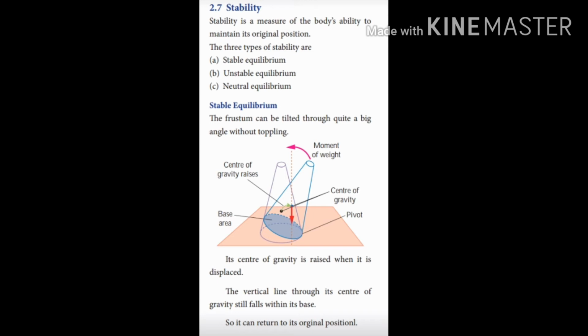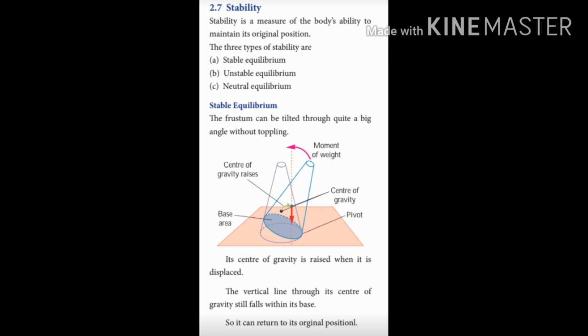For example, if you are standing on both legs, you are steady. When you push somebody, they slightly go to the other side, but again they retain their position. Is it clear? And another example, consider a water bottle. The water bottle is full of water. If you just push the water bottle, it moves slightly to that side, and again it comes back to the original standing position. Is it clear?